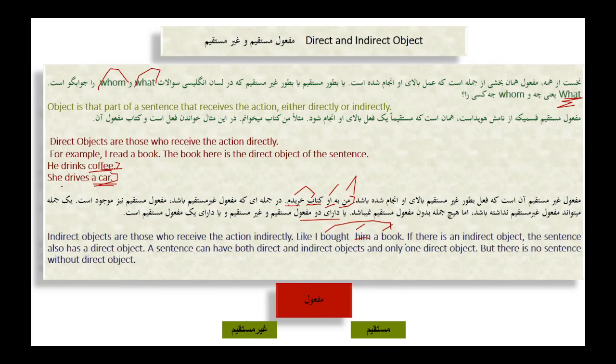So if there is an indirect object, the sentence also has a direct object. If we have an indirect object, there should also be a direct object in a sentence, right? A sentence can have both direct and indirect objects, and only one direct object, right? This is important.